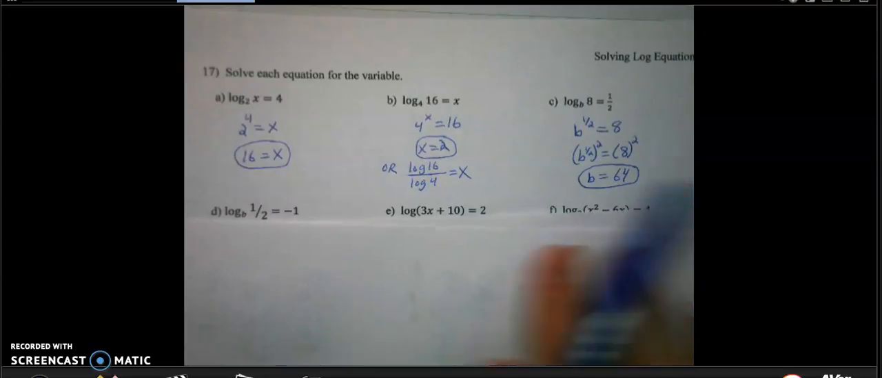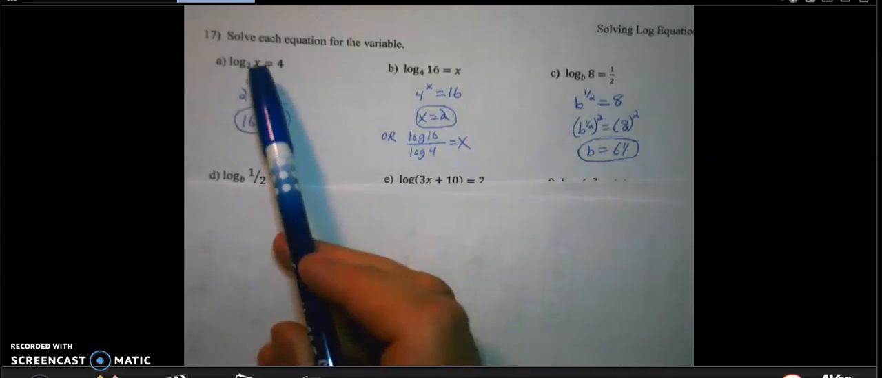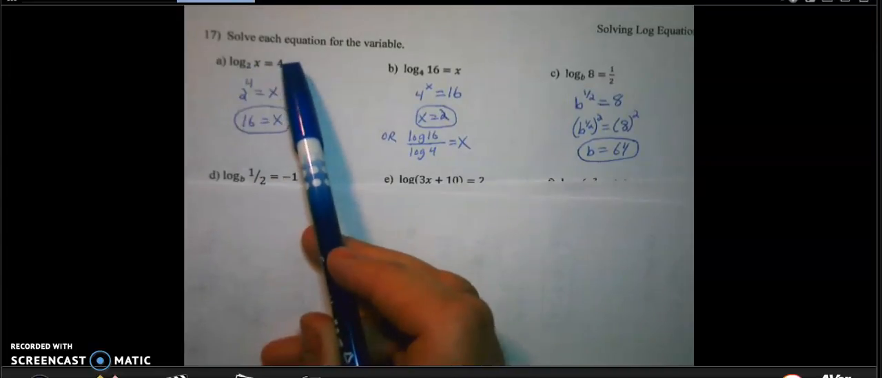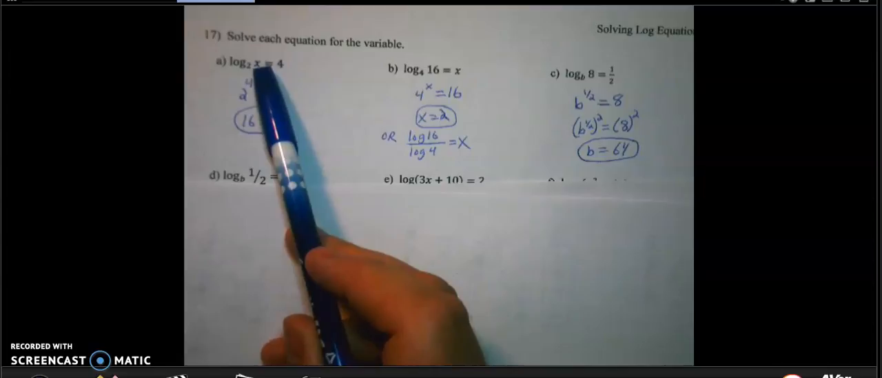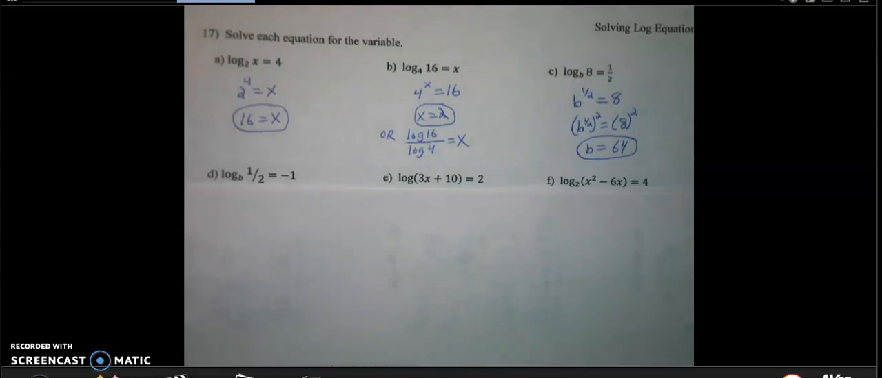So you notice in these, within each of the questions, the way that it's set up, there's 3 variables. You have the base, you have the exponent, and then you have the answer. So you can be given any 2 of those 3 and asked to solve for the third one. So you have to be really good at rewriting and knowing how to solve exponential equations.